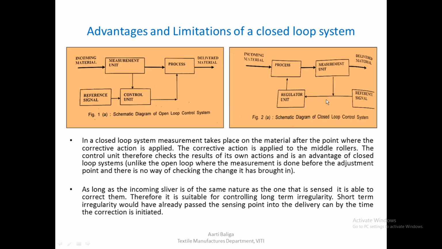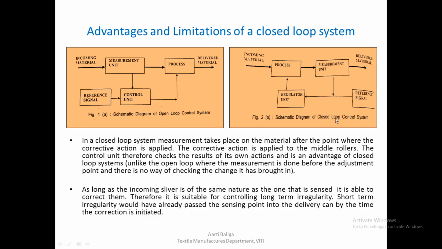But now, on the other hand, imagine that a short-term irregularity has come in and it is passing through this closed loop system, and it is measured. And after measuring, by the time it gives the command to the regulator unit, and the draft change takes place, it is possible that the irregularity being a short-term one, there is no more irregularity that needs to be corrected, and whatever measurement was done on the fault has already gone through the system.